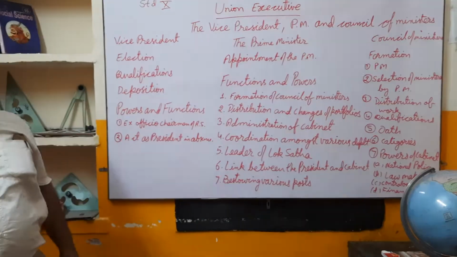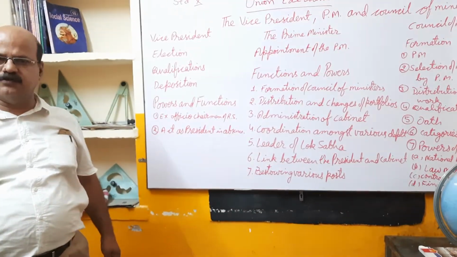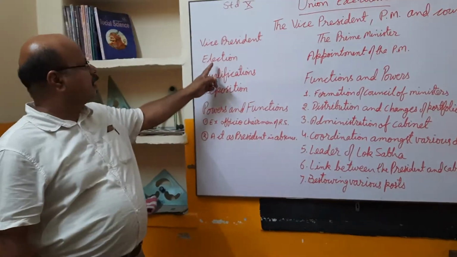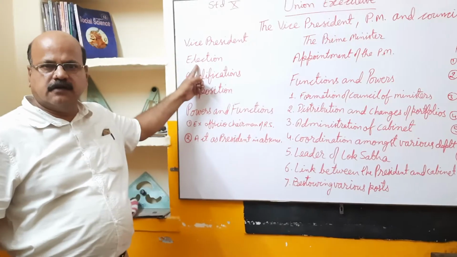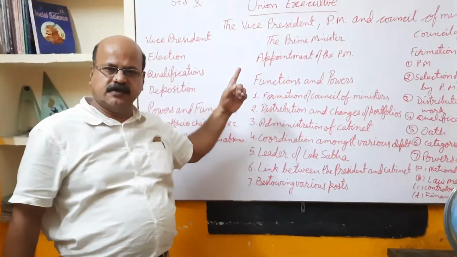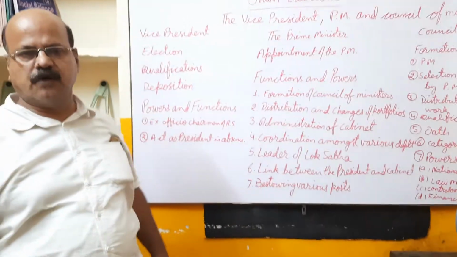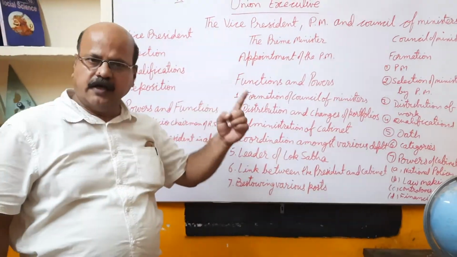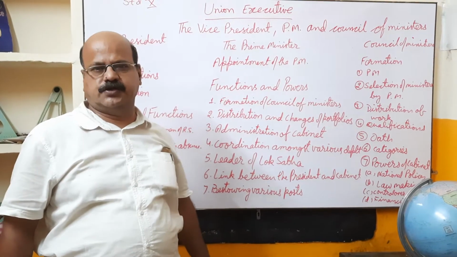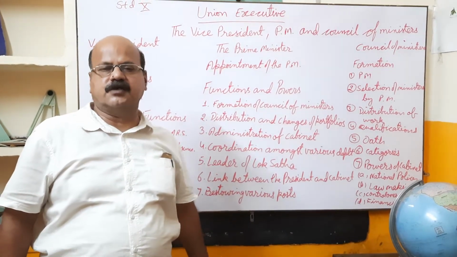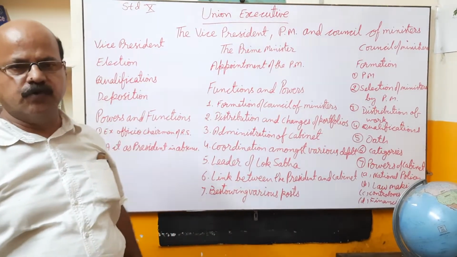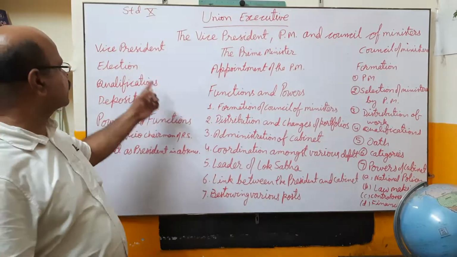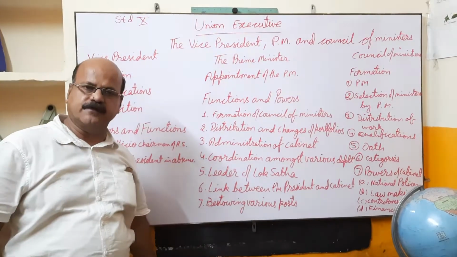According to Article 63 of the Constitution, there is a provision of vice president in our country. Any person cannot be appointed as vice president. There is a provision of election of the vice president. There is an electoral college for the vice president, which consists of MPs of both the houses, Lok Sabha and Rajya Sabha. They cast their vote, and the election takes place in the joint sitting of the parliament.